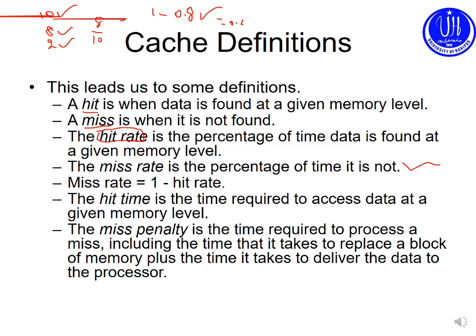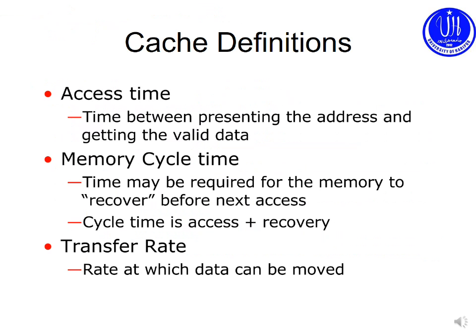Okay, this one is a little different. Miss penalty, as I defined in the previous slide, is the total time required to handle a cache miss. Besides this, there is access time, the time between presenting an address and getting valid data. When the CPU requests some data, it gives the address and gets the data, and the time it spends requesting and getting the data is called access time. The access time of the cache is shorter, I mean it's quick, and a longer access time means slow.